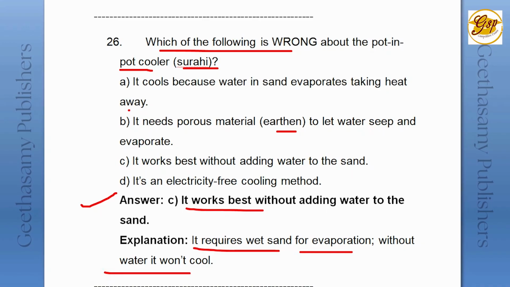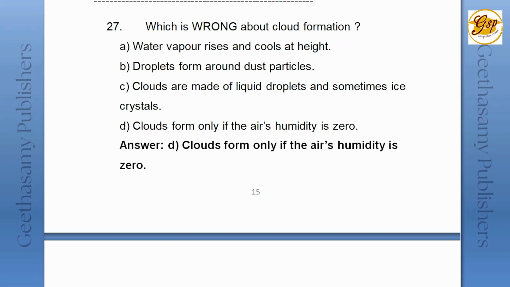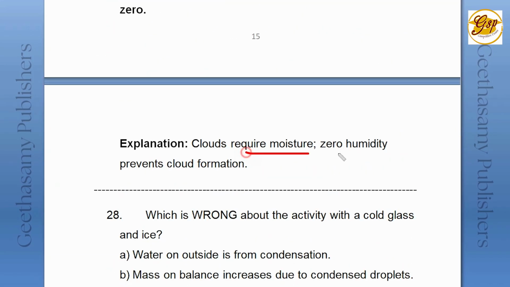Without water it won't cool. And 27th question. Which is wrong about cloud formation? Water vapor rises and cools at height. Droplets form around dust particles. Clouds are made of liquid droplets and sometimes ice crystals. Clouds form only if the air's humidity is zero. That is the wrong statement. No, it is impossible. The explanation is that clouds require moisture. Zero humidity prevents cloud formation.